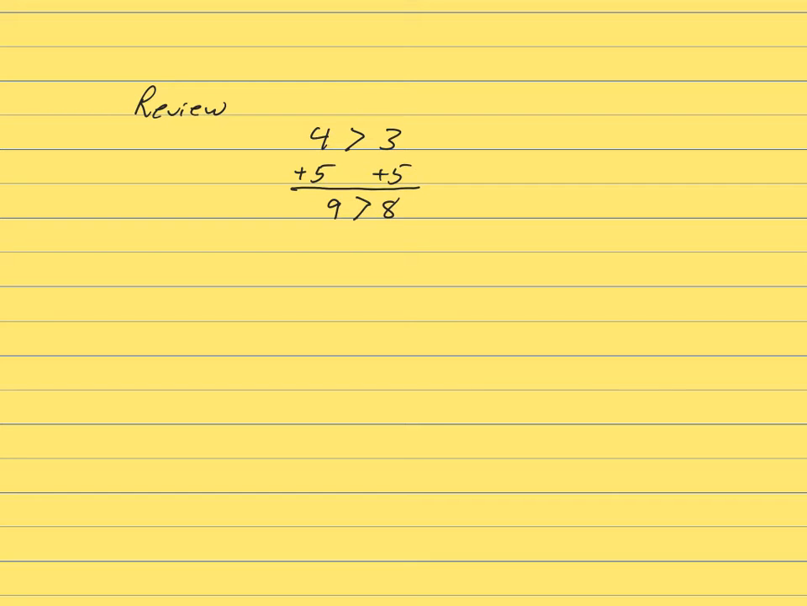If I have something like 4 is greater than 3 and I subtract 2 from both sides, then again I get 2 is greater than 1, also a true statement, right? So this told us yesterday that we can add or subtract to both sides of an inequality and nothing's going to happen. One thing that's also true is that if we multiply both sides, so let me just really quickly put this in. This is adding and subtracting.